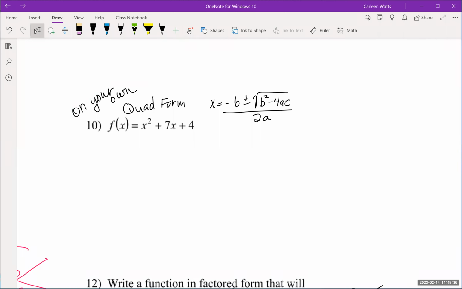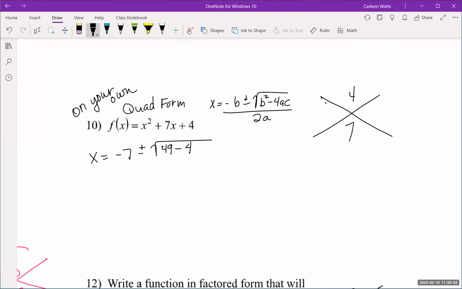Okay, let's do number 10. First of all, let's try to factor. Are there 2 numbers that multiply to get 4 and add to get 7? No. Okay, quadratic formula. X is equal to negative b plus or minus the square root of b squared minus 4ac, all over 2a.